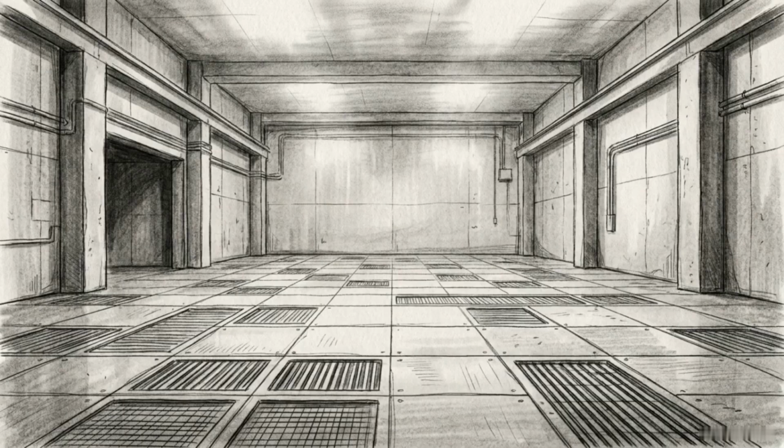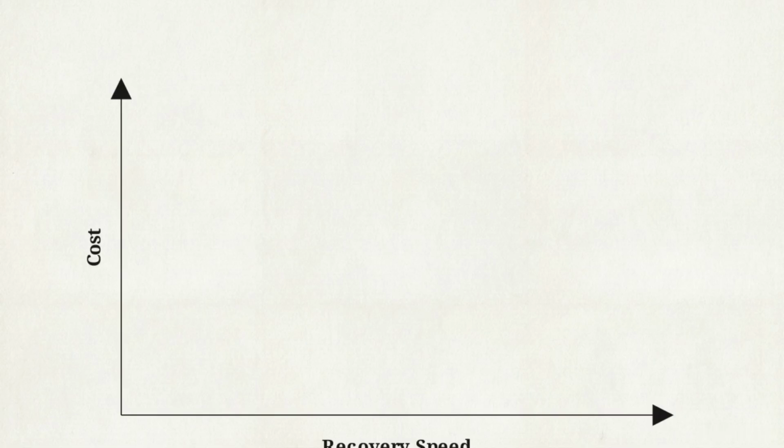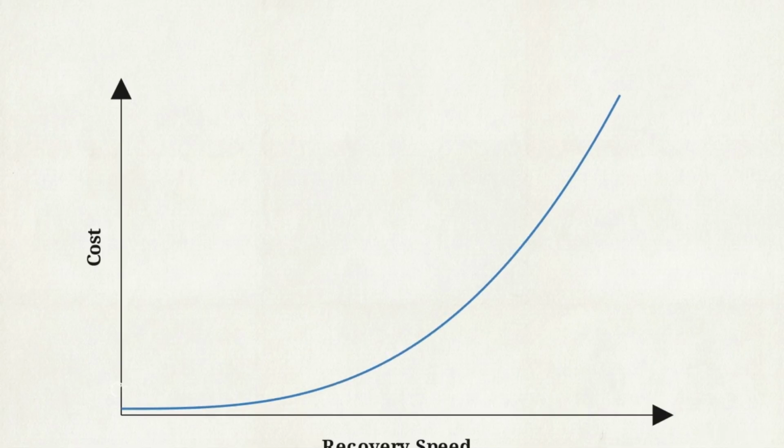Let's look closer at Phase 3, the point where alternate recovery sites are activated. Selecting the right alternate facility is a mathematical calculation. This graph plots recovery speed on the x-axis against cost on the y-axis, illustrating the tension between how fast you need to recover and how much capital you are willing to spend.